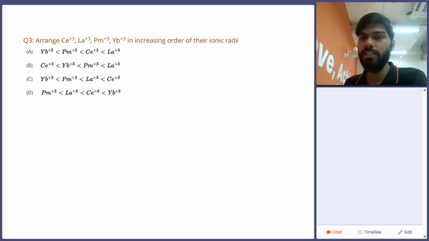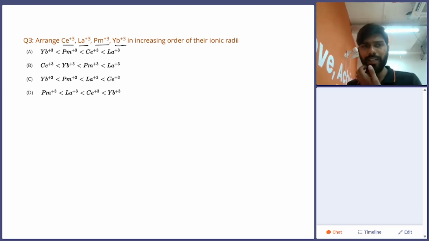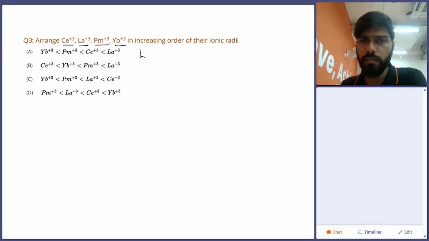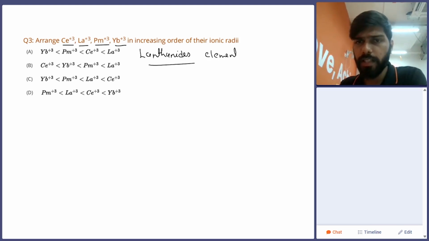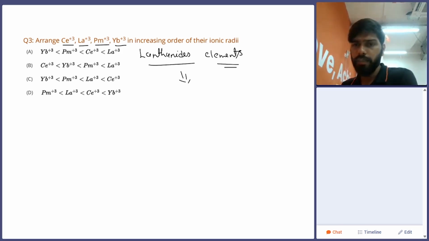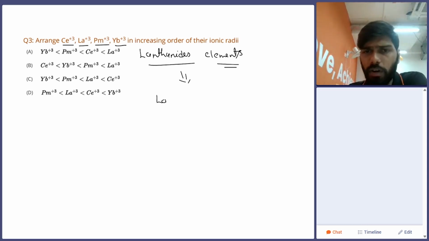Now next is arrange Ce3+, La3+, Pm3+ and Yb3+. So cerium, lanthanum, promethium, and ytterbium, in increasing order of ionic radii. So here they all belong to lanthanides. Okay, and the lanthanide group of elements, they are. Now in lanthanides, if you look at it properly, there is a lanthanide contraction.